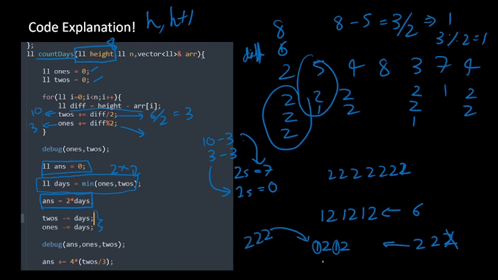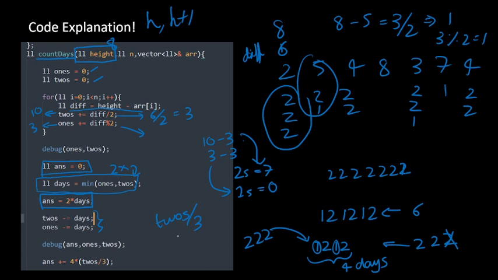If you see clearly, three twos will make up 4 days. Three twos will be making 4 days. So that's what I have done. The number of twos that you have now, divide that by 3. That will give you the number of groups of three twos, and that will give you a total of 4 days each.